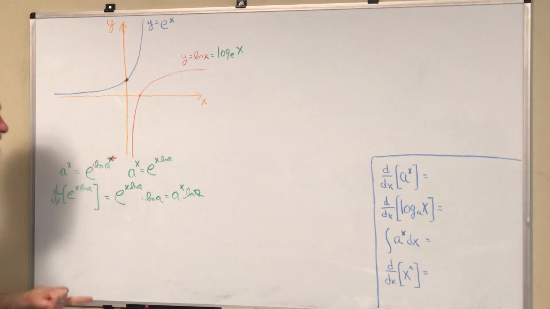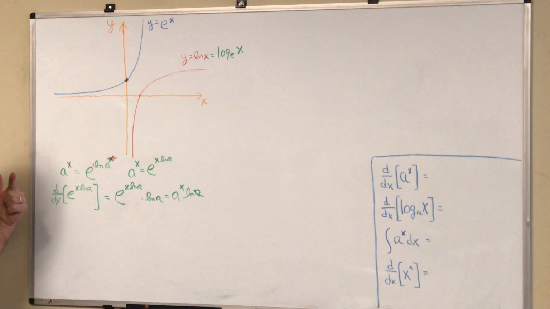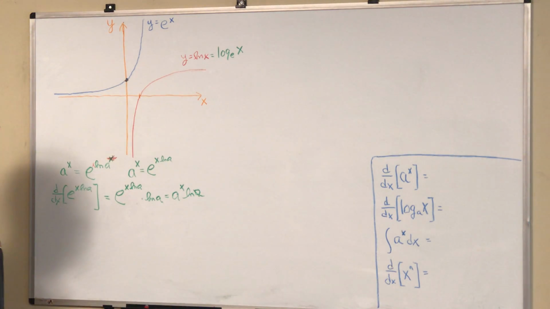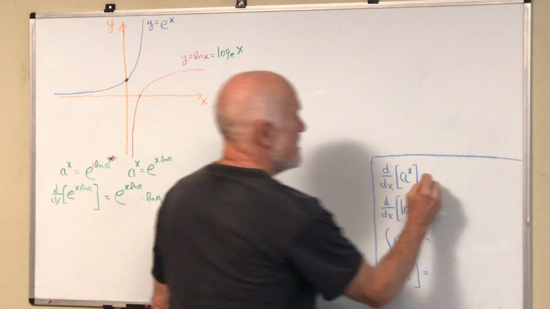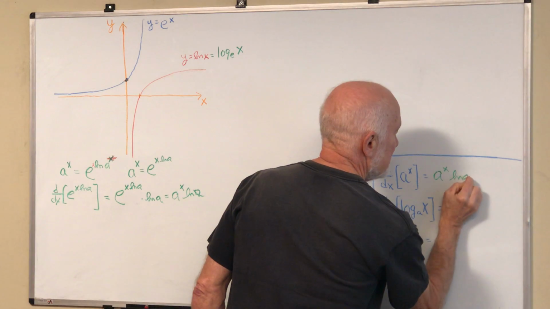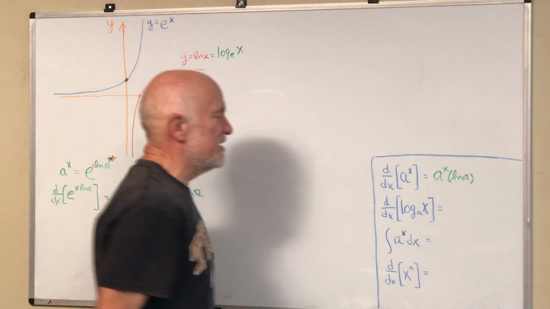The derivative of e to the x is e to the x. The derivative of a to the x is a to the x, just times the natural log of a. So there's a new formula. We just have this extra constant.